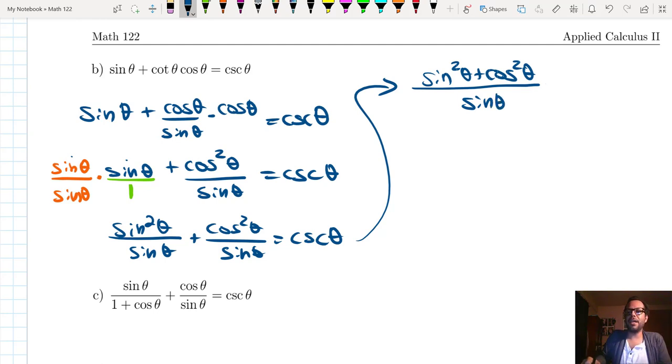Okay, that equals cosecant theta. All right, it looks like this is more complicated than the original, right? However, observe this expression right here, sine squared plus cosine squared. What is that equal to?